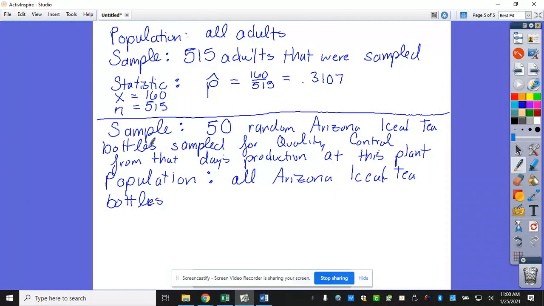So, to be part of this specific sample, which ones could have been? Ones that were what? From that day's production. In that day's production of that plant. I'm not worried about that. Of that day's production of that thing.